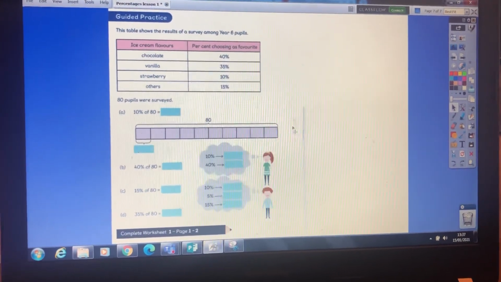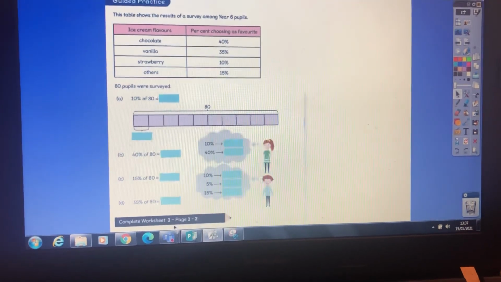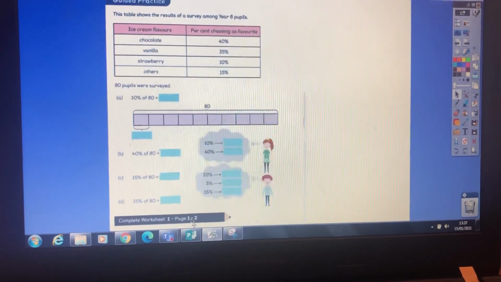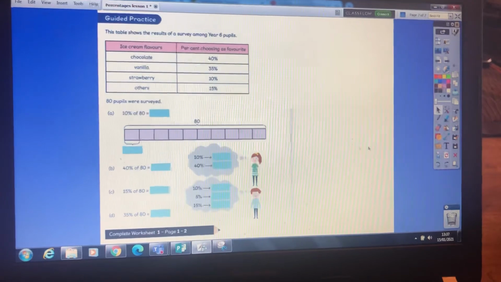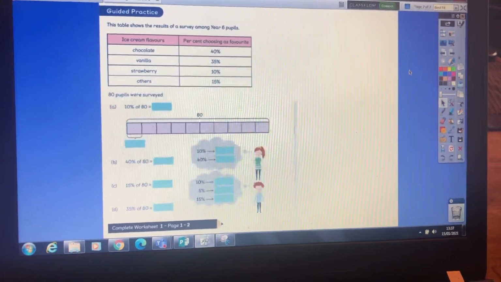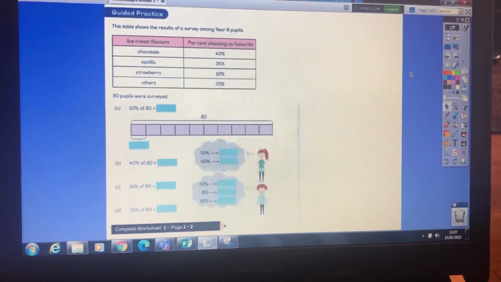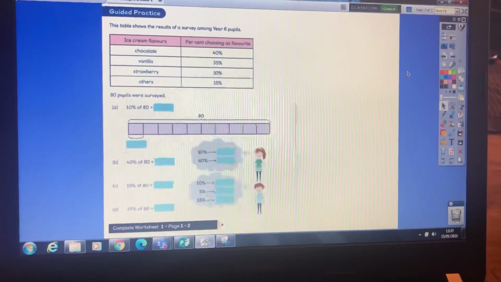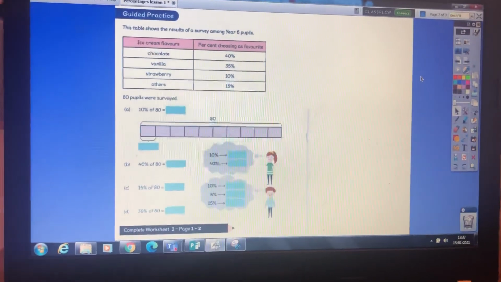Once you've completed the guided practice, you need to go on to worksheet 1, which is pages 1 and 2, and you can log into Teams throughout the lesson and I will be able to support you. If you get the worksheet done, you then go on to your reasoning.